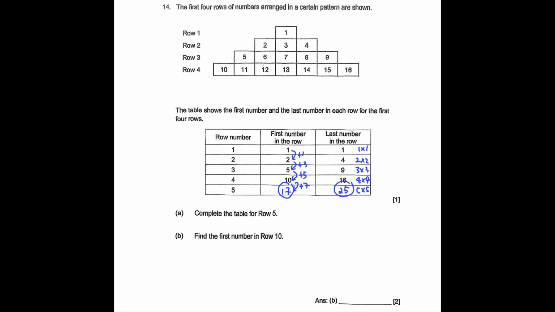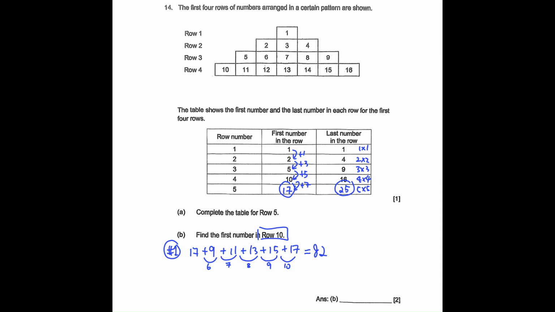So find the first number in row 10. What we can do, first method, will be 17 plus 9, so this is row number 6, plus 11, row number 7, plus 13, row number 8, plus 15, row number 9, plus 17, row number 10. So if we add everything together, that will give us the first number in row 10. Okay, 82. So what's the second method to go about this?